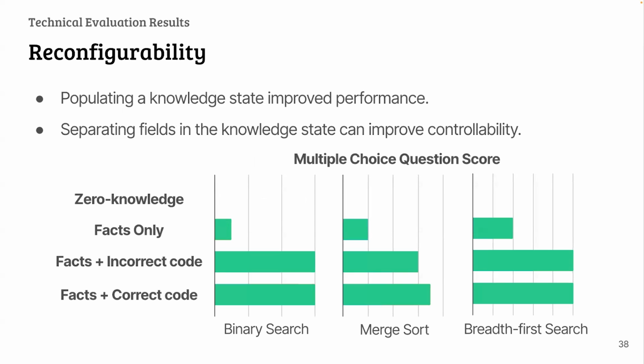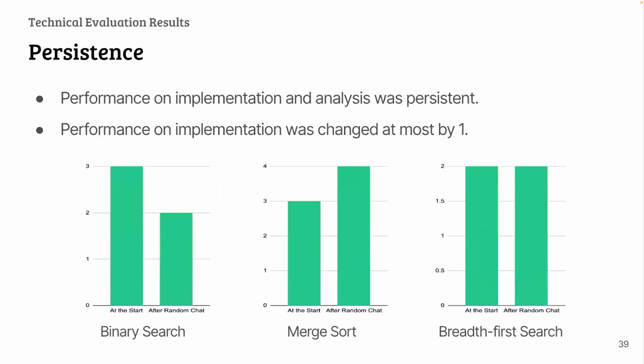For reconfigurability, we compared 4 knowledge states different in the amount and type of information. We observed that AlgoBo's problem-solving performance increases with more information in knowledge states. For persistence, performance changed at most by 1. The performance on implementation and analysis questions was kept consistent, but we observed a subtle change in the understanding questions.